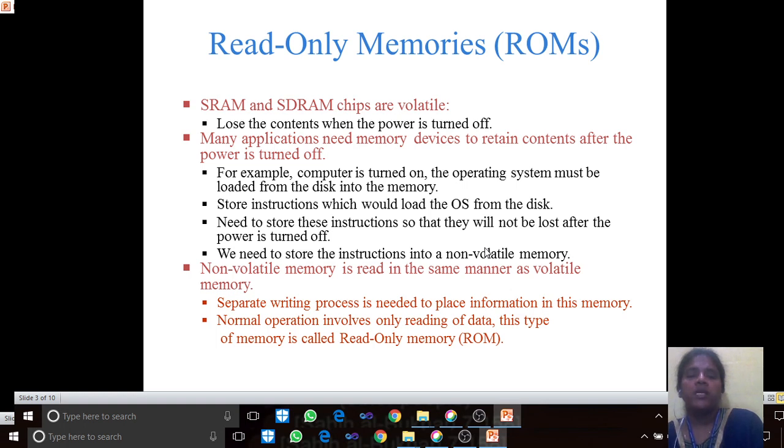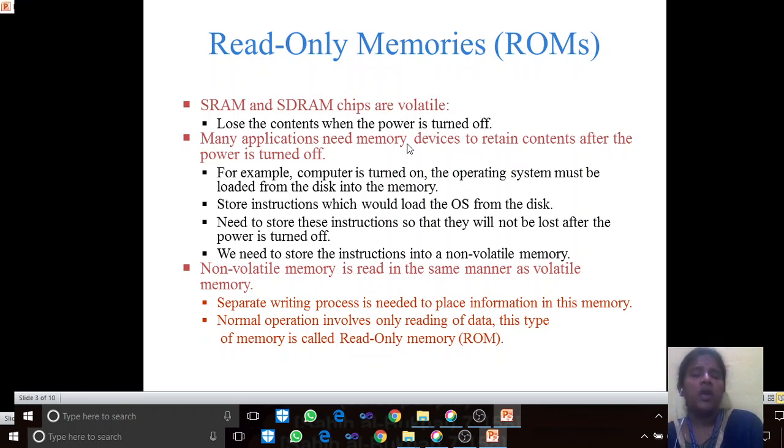Read-only memory. What are the demerits of random access memory? Because of its volatile nature, it will lose the data as soon as the power is off. SRAM and DRAM are among them. They belong to the category of volatile memory. Many applications need memory devices to retain the contents after the power is turned off.